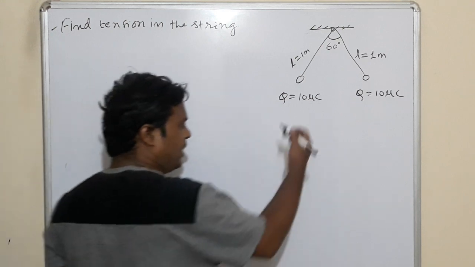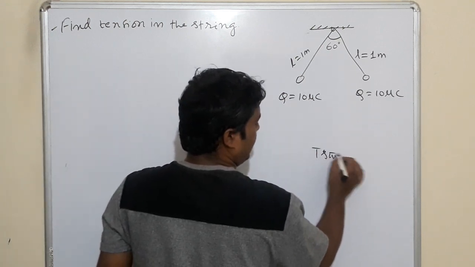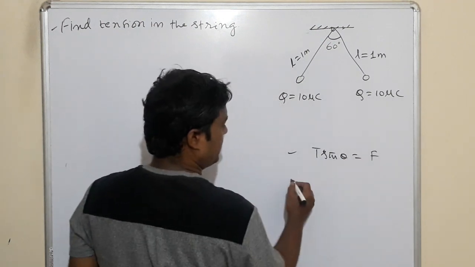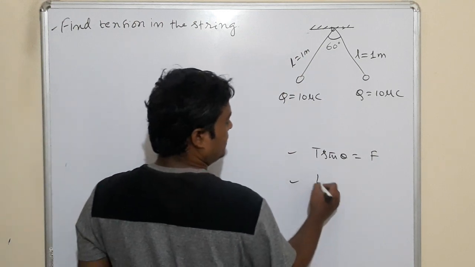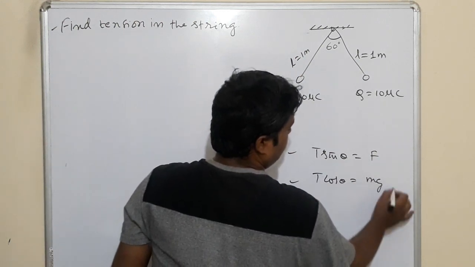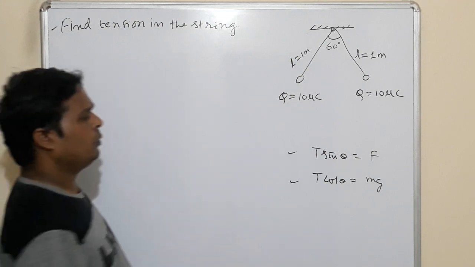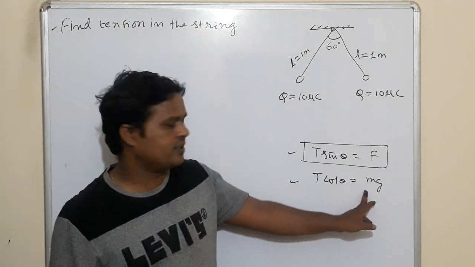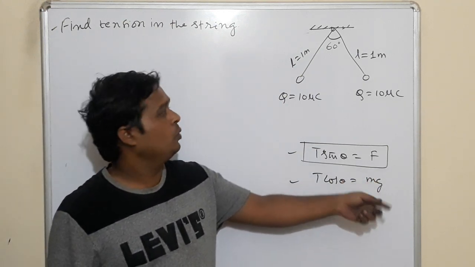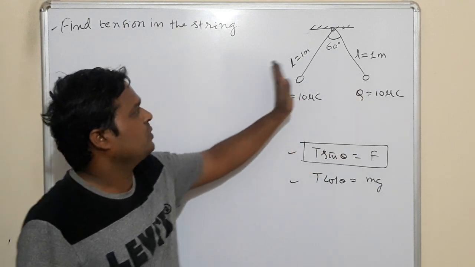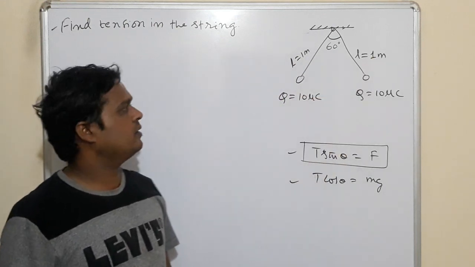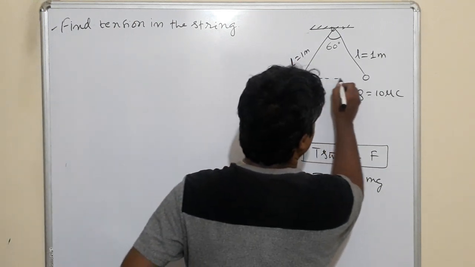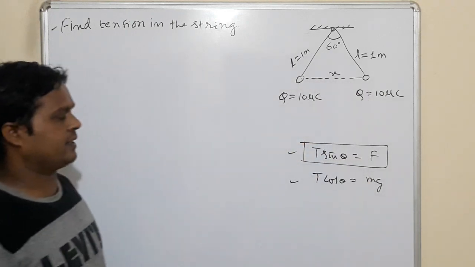See, in the beginning only we have written the equation. T sin theta is equal to F. That is one equation. Another equation we have written: T cos theta is equal to mg. To find tension, this is not the better equation now, because in T cos theta is equal to mg, the mass of the sphere is there. We don't have the mass of the sphere, just the length of the string and the charges. By using the length of this string, you can find this distance x.